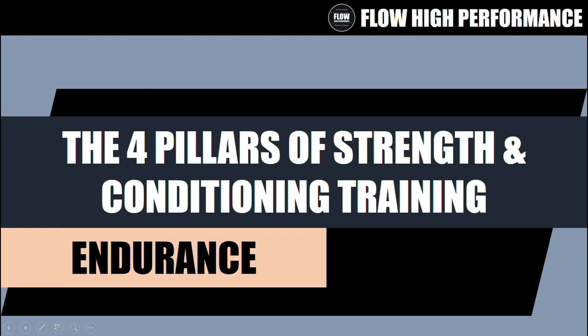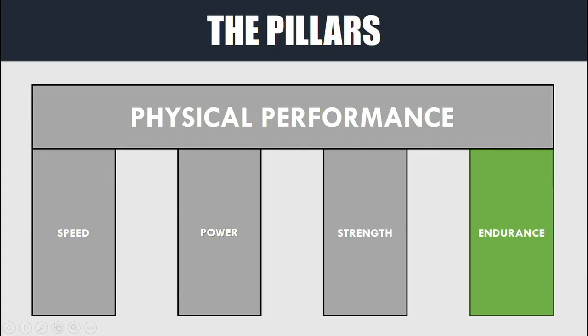We're continuing our video series on the 4 pillars of strength and conditioning training, and this one is going to be on endurance. Just to remind ourselves, we have our 4 pillars of strength and conditioning training which uphold physical performance. These pillars are speed, power, strength, and endurance, and we're going to focus on endurance training in this presentation. And just to reiterate this point, most athletes will probably need some form of each of these components in their training in order to be at their physical peak.